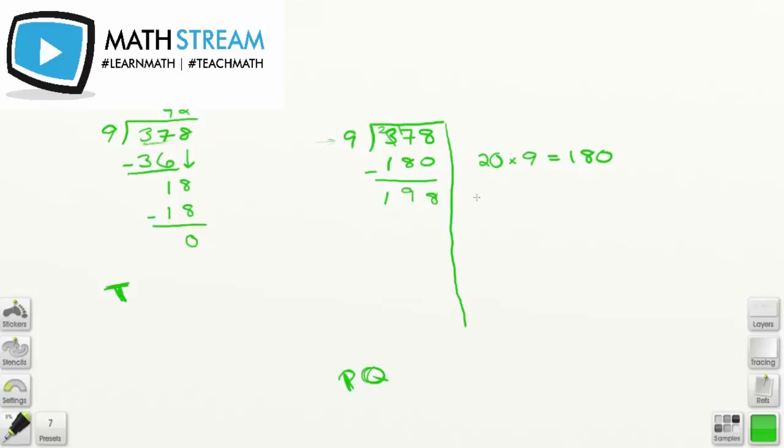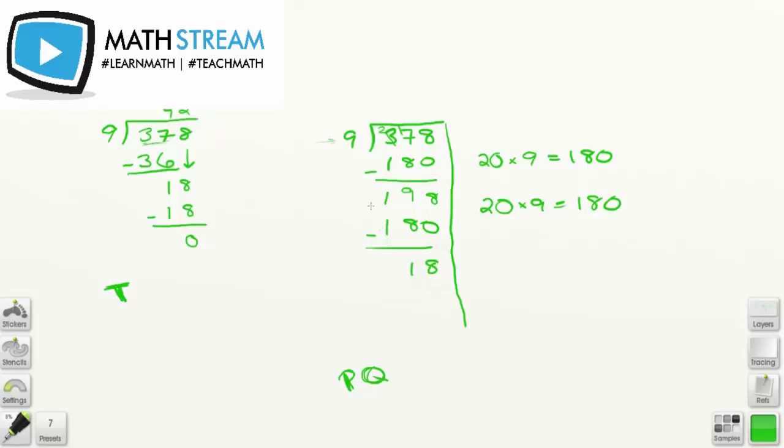Well, I certainly can fit another 20 groups in there, right? Because we just found out 180 objects can be made into 20 groups of 9. So let's make note of that. Another 20 groups of 9 would give me another 180 objects. So I have 180 grouped into 20, 180 grouped into 20, and now we have to figure out how many are left over. How many objects haven't been grouped yet? Well, if we subtract, we'll find that we have 18 left over.